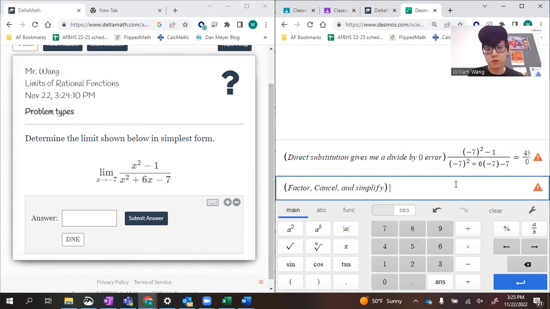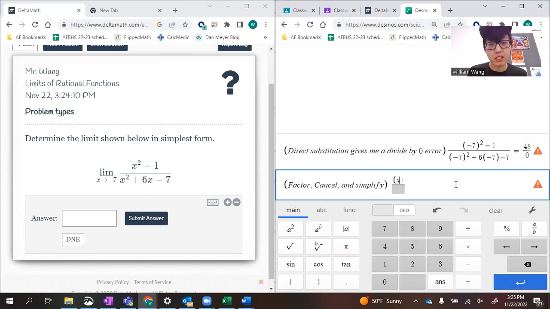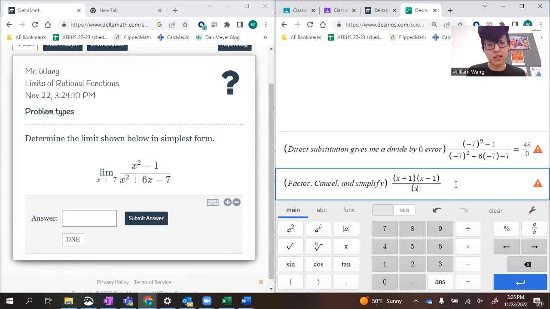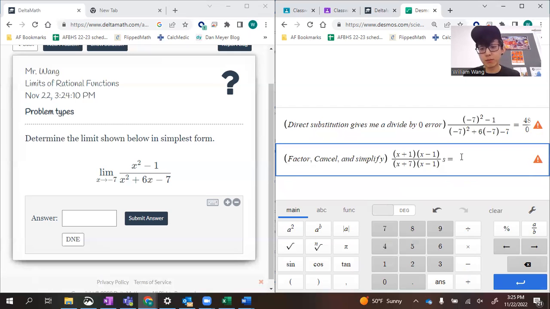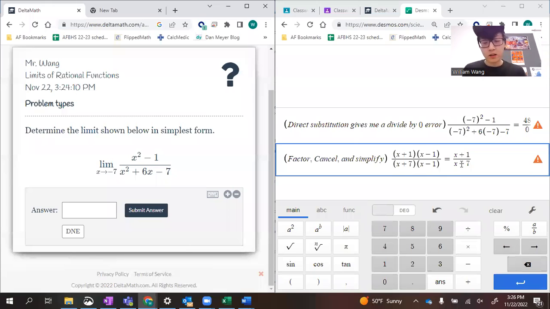So I'm going to factor this. The top factors 2, x plus 1, x minus 1. Denominator factors 2, x plus 7, x minus 1. Excellent. I'm just going to continue actually. So this simplifies to, well, the x minus 1s cancel out, right? These cancel out. So what I'm left with is just x plus 1 over x plus 7, right?